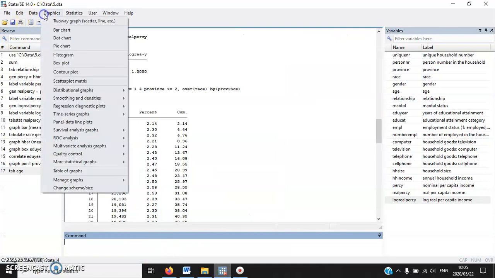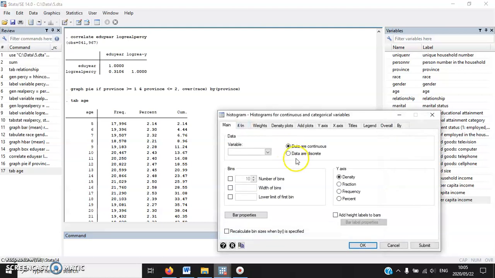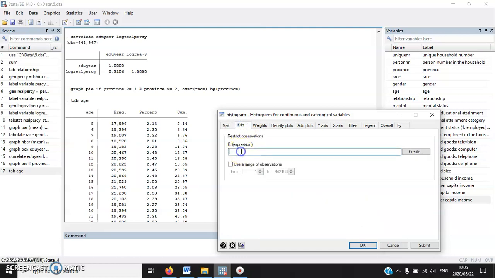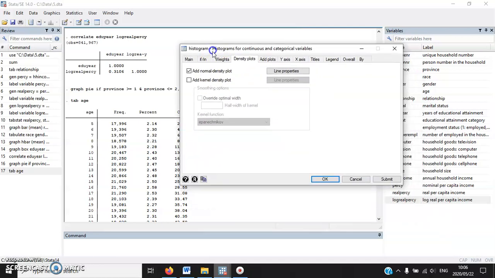So let's do graphics. Histogram. Discrete variable. Age. Width of the interval is 10. Theoretically, minimum is 0. Y-axis, percent. I need to type the restrictions here. Age must be between 0 up to 99 years old. So in other words, we exclude people older than 99 years old. And then the density plot, add the normal distribution curve.